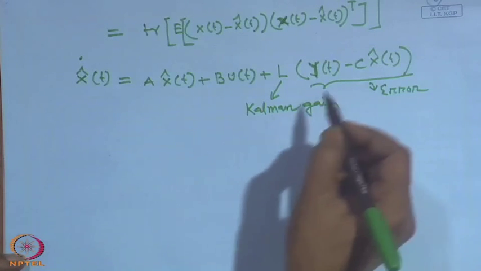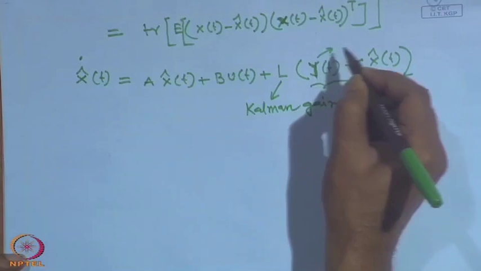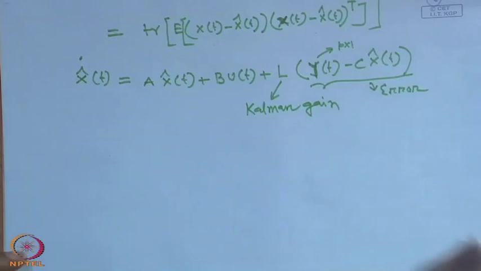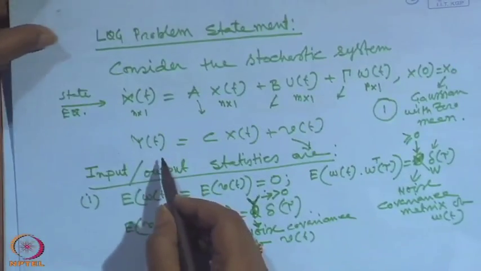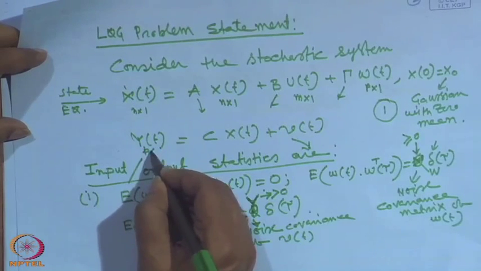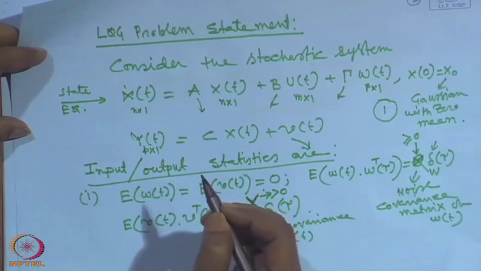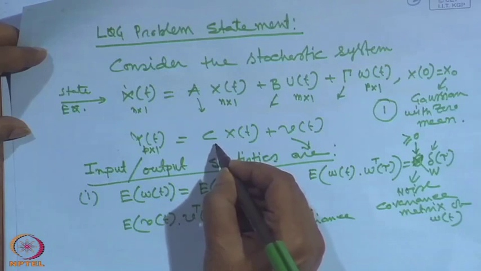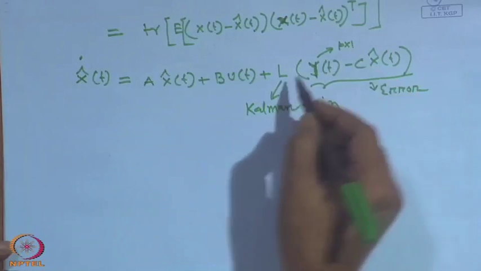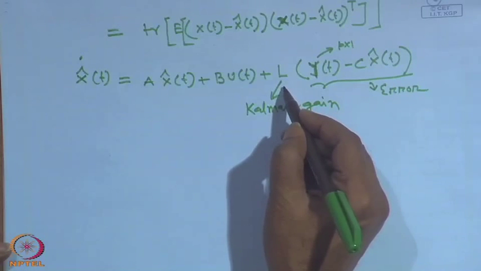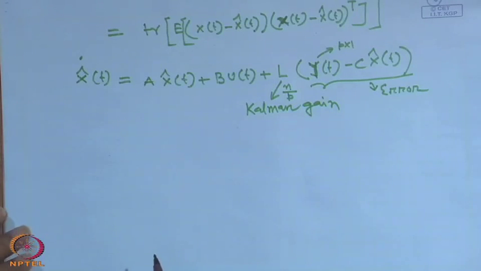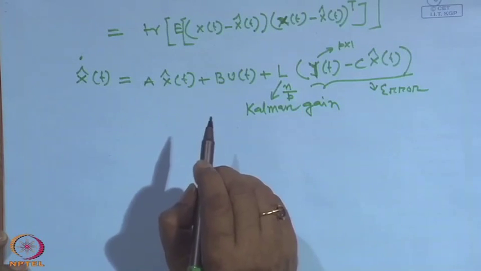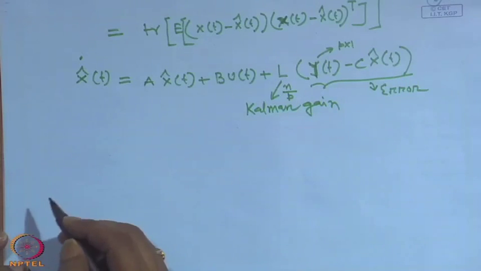Agree? The dimension of y is p cross 1, as I mentioned in the beginning. Similarly, C has p rows, the number of outputs being p. So, immediately you know the dimension of L, the Kalman filter gain, is n cross p. Now, the next question is how to obtain L?